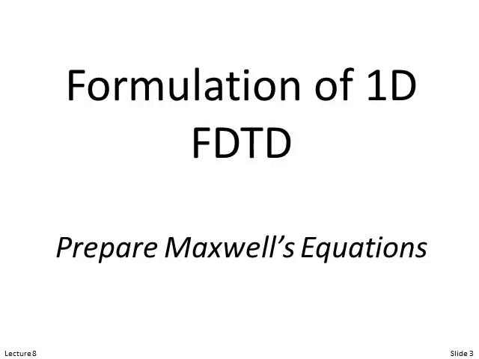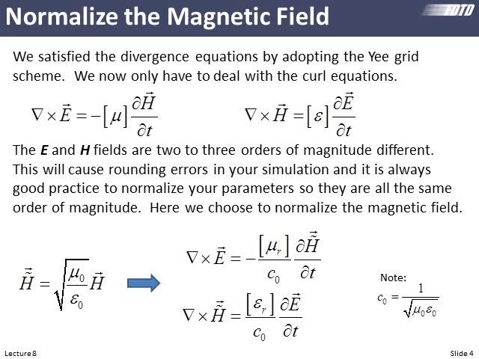Formulation. First thing we want to do is prepare Maxwell's equations. So we start off with Maxwell's equations in the familiar form. We have square brackets around the permeability and the permittivity, indicating that those are potentially tensors. We also recognize at this point that the electric and magnetic fields are about three orders of magnitude different, and that can cause numerical problems.